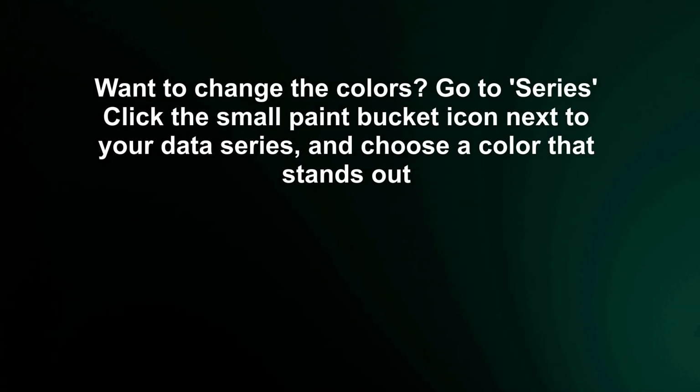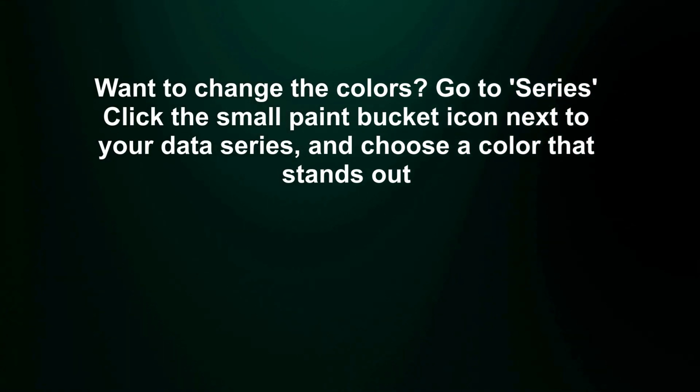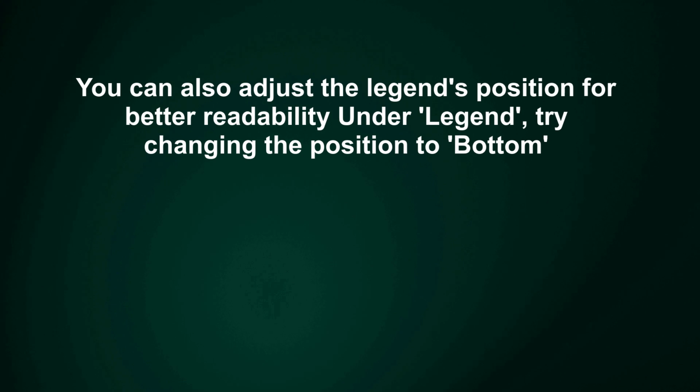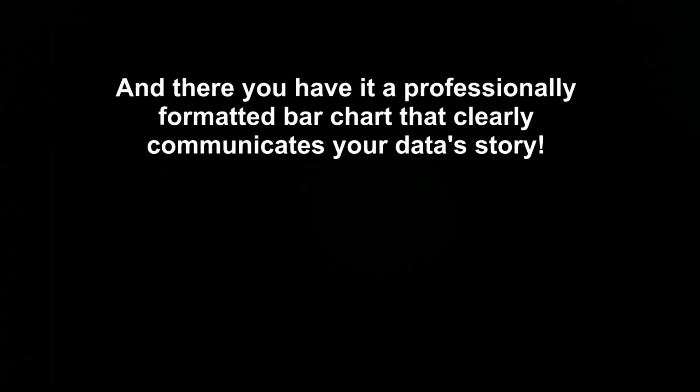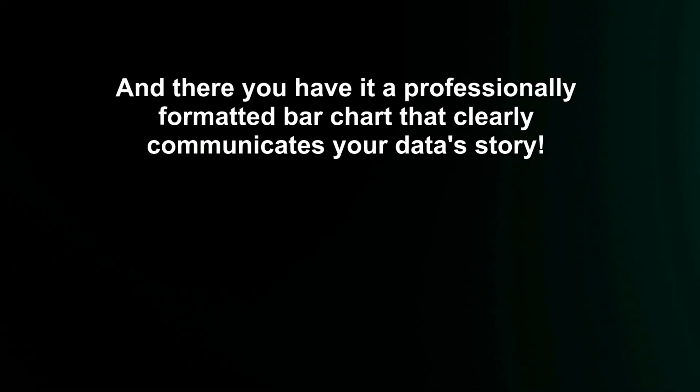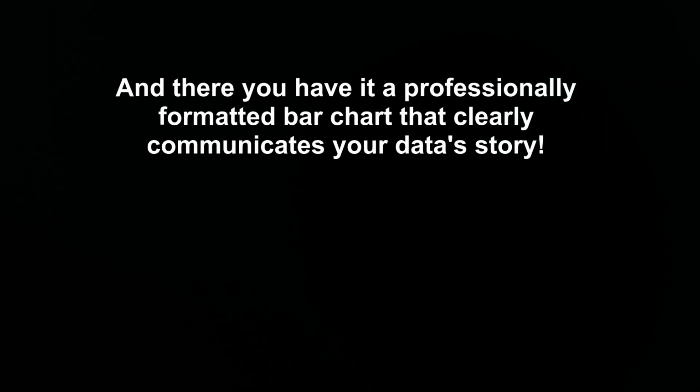Want to change the colors? Go to Series, click the small paint bucket icon next to your data series, and choose a color that stands out. You can also adjust the legend's position for better readability. Under Legend, try changing the position to bottom. And there you have it, a professionally formatted bar chart that clearly communicates your data story.